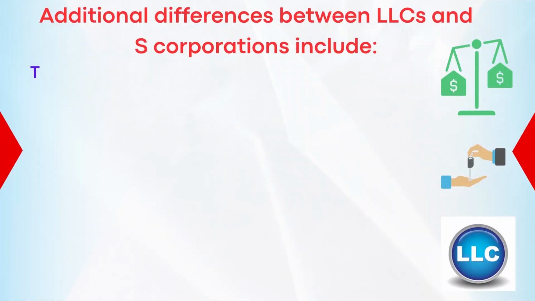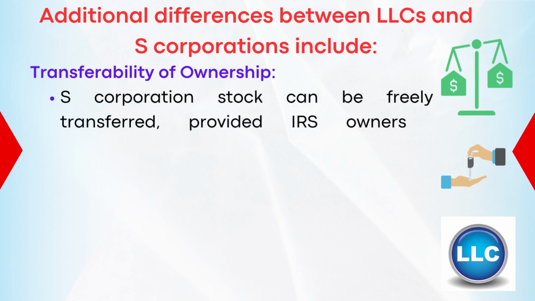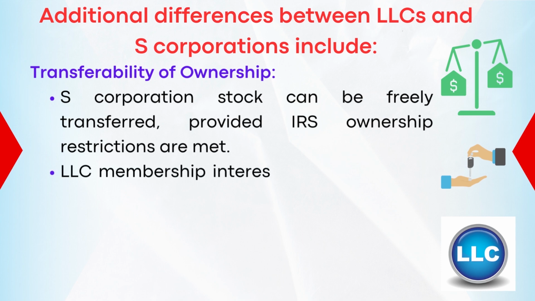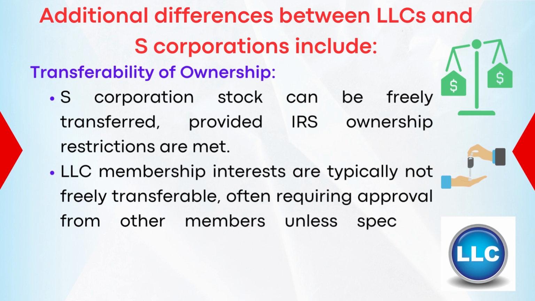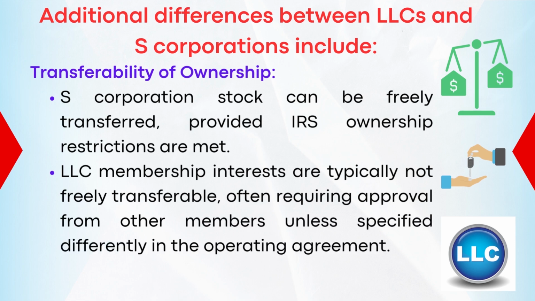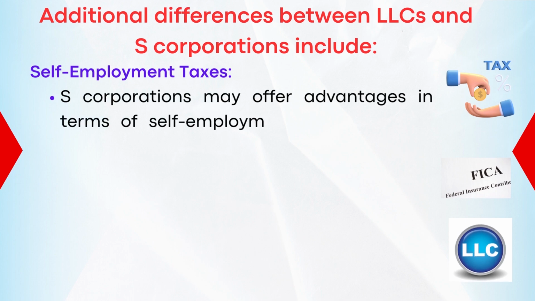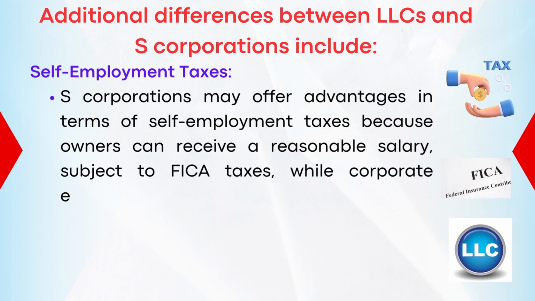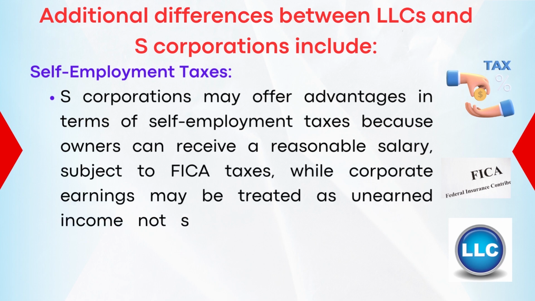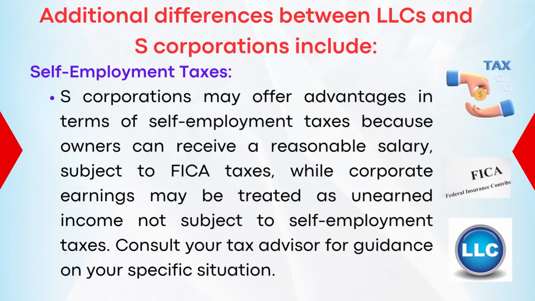Additional differences between LLCs and S corporations include transferability of ownership. S corporation stock can be freely transferred, provided IRS ownership restrictions are met. LLC membership interests are typically not freely transferable, often requiring approval from other members unless specified differently in the operating agreement. Self-employment taxes. S corporations may offer advantages in terms of self-employment taxes because owners can receive a reasonable salary subject to FICA taxes, while corporate earnings may be treated as earned income not subject to self-employment taxes. Consult your tax advisor for guidance on your specific situation.